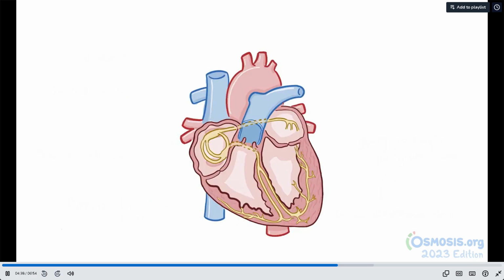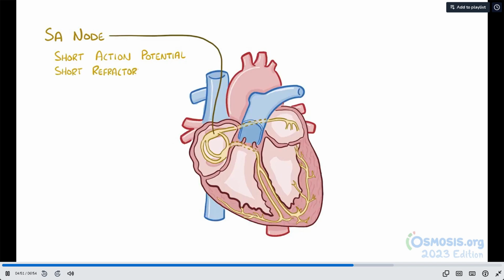One really cool thing about the heart is that if the pacemaker cells in the SA node fail to fire, there's not only a plan B, but a plan C and plan D as well. Pacemaker cells in the SA node have short action potentials and short refractory periods, so right after depolarizing, they want to depolarize again. That's called the firing rate, and at rest the SA node has a firing rate of 60 to 100 depolarizations per minute.